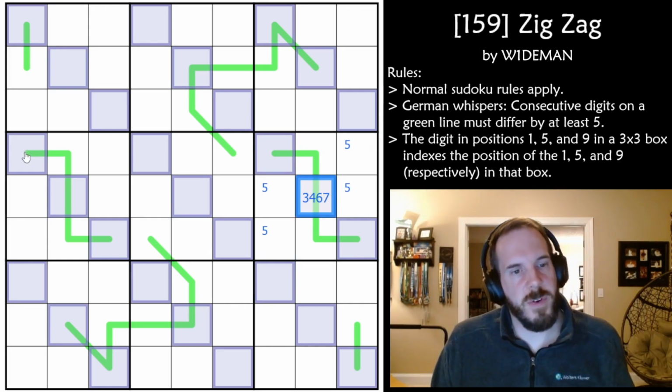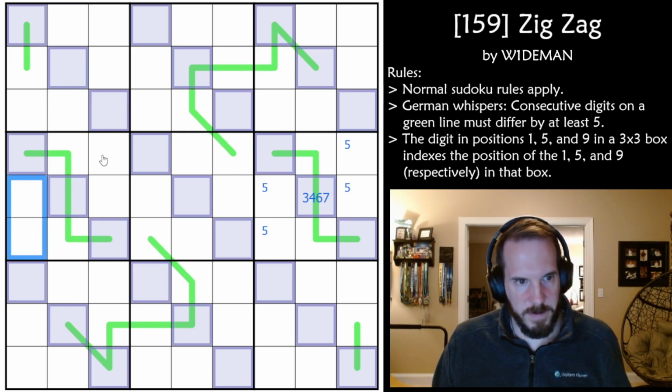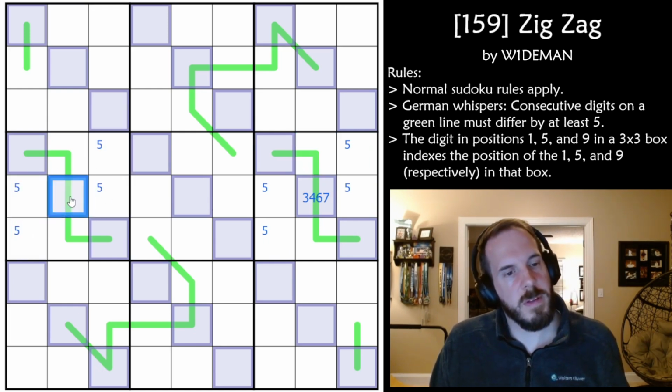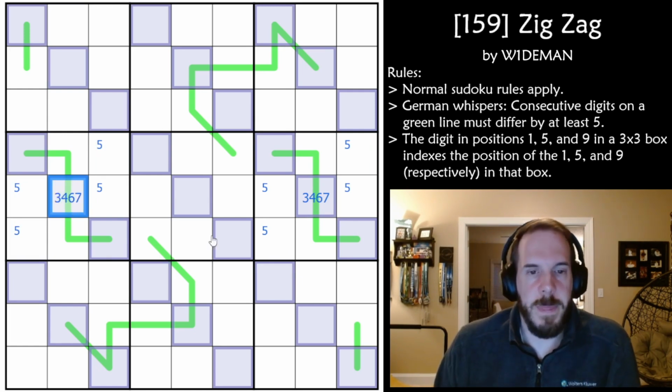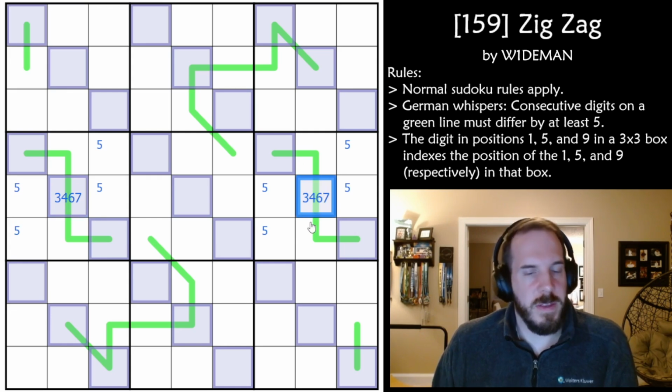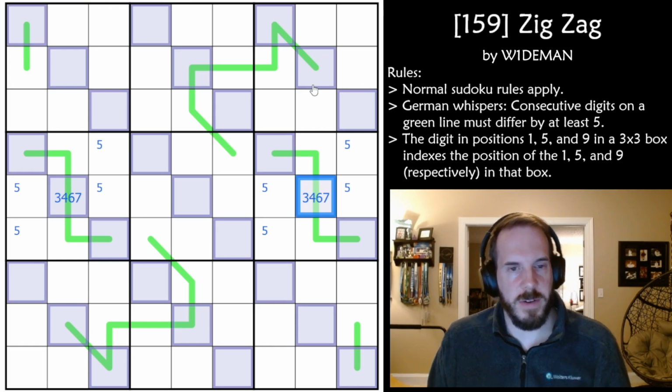The same is going to be true over here because this box is just a clone of this box. From that perspective, this is also going to be 3, 4, 6, and 7. But something else with German whisper lines to keep in mind is 4s and 6s. 4 and 6 are each digits that can only be next to one other digit on the line.